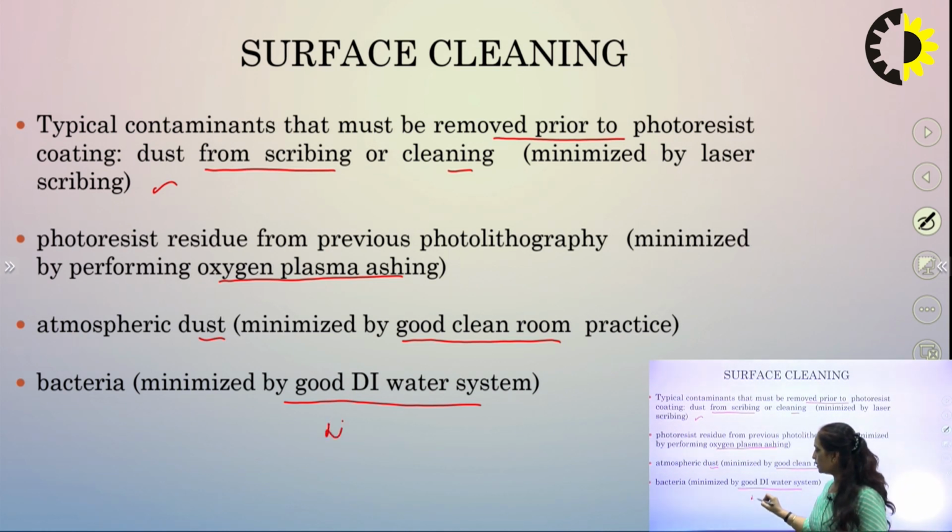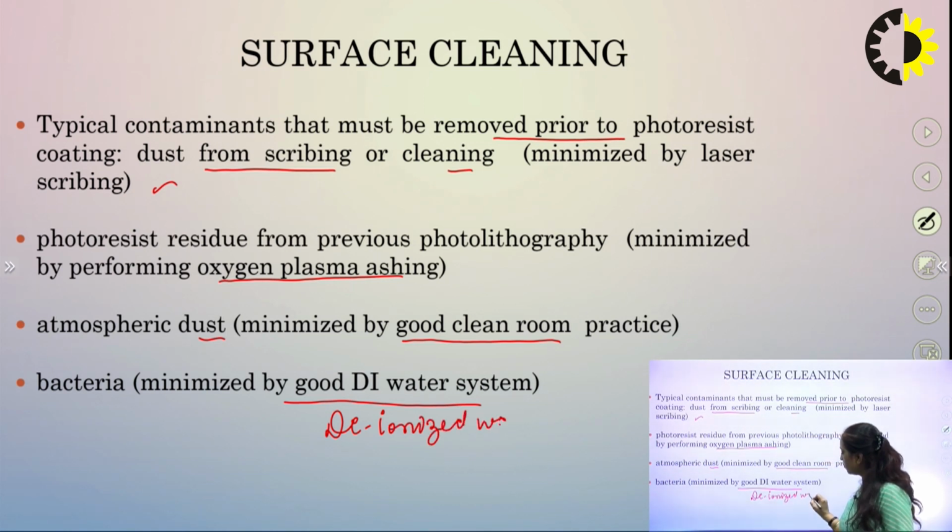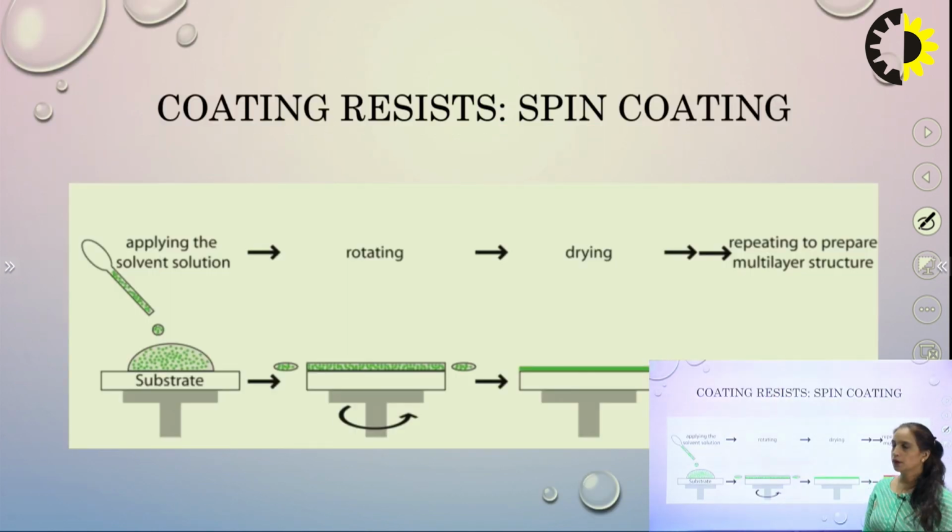It is known as deionized water. Okay, wash the wafer with deionized water and your bacterial contamination will be removed. Okay, so here we have already seen this slide, the coating of photoresist material.